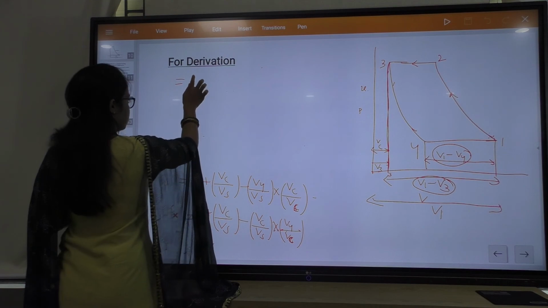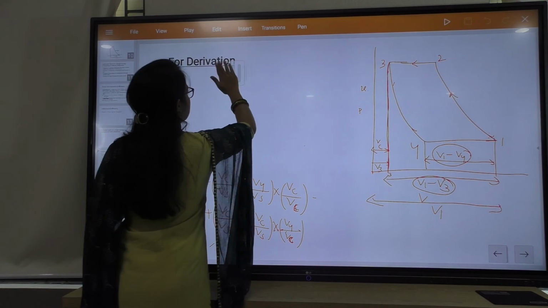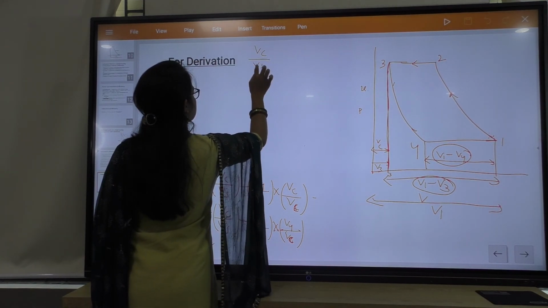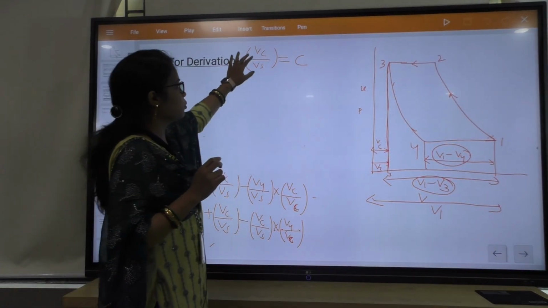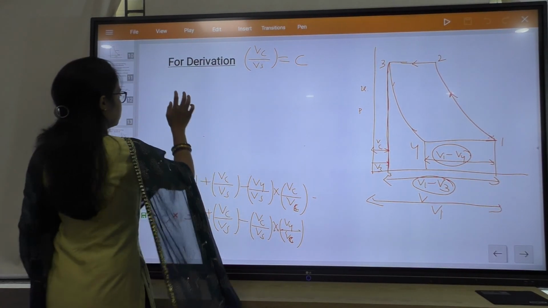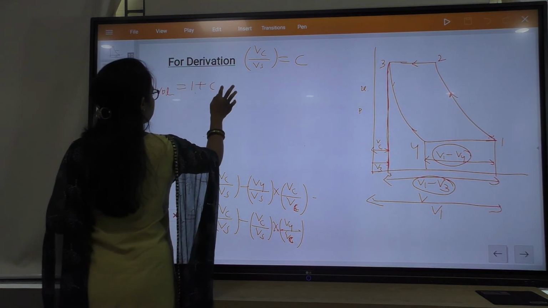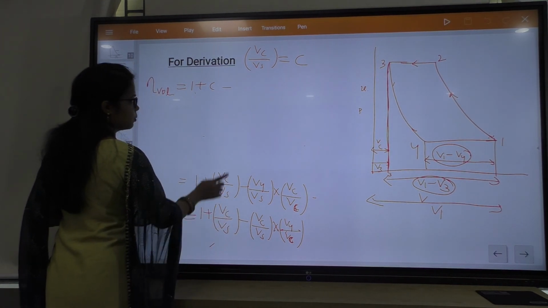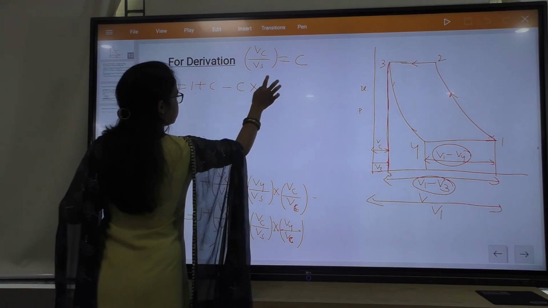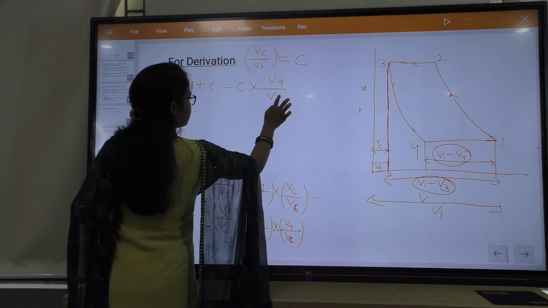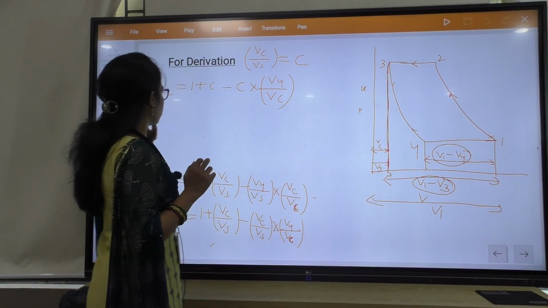that is equal to 1 plus, so here you can take Vc by Vs is equal to C. Okay, one symbol is C, that is equal to Vc divided by Vs. So, you can simplify the volumetric efficiency formula, 1 plus C minus, in the place of Vc by Vs I have mentioned C, minus here also Vc by Vs is there, C into V4 divided by Vc. Clear? Up to this point you must have understood.